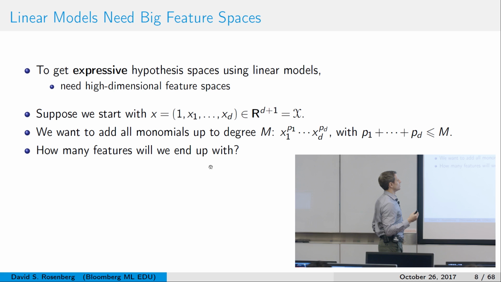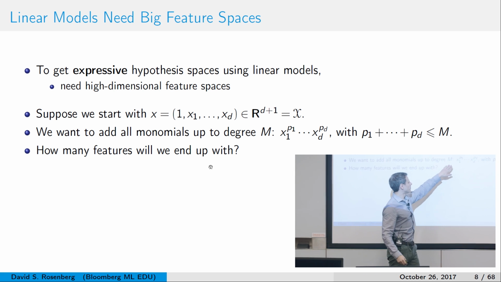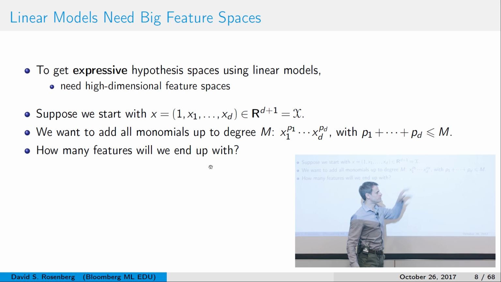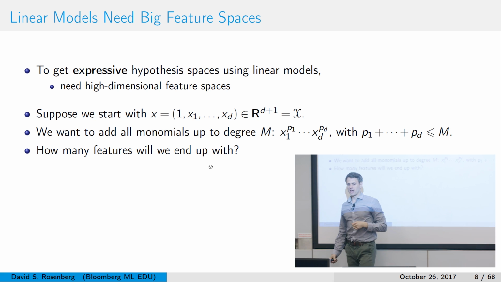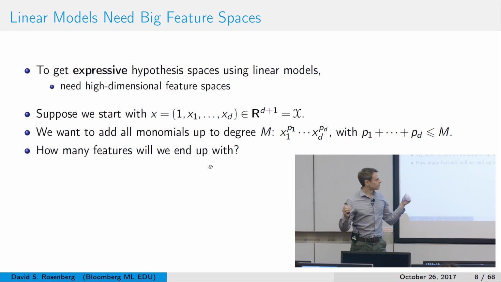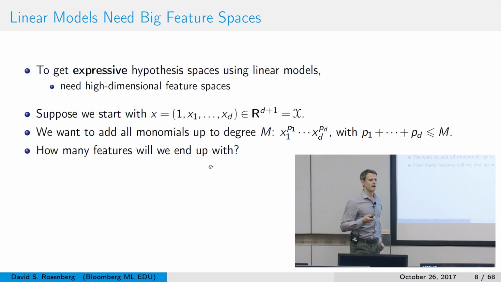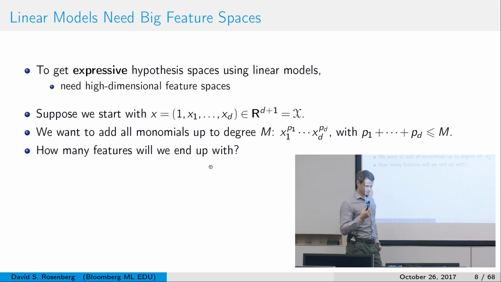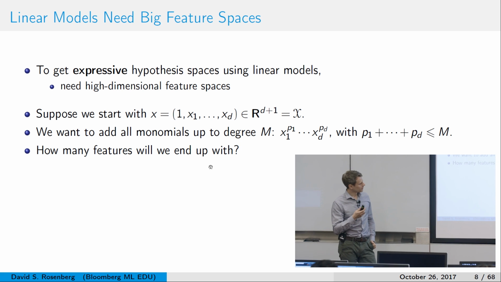Let's imagine adding in all monomials, so all terms of the form x1 to the p1 power all the way up to xd to the pd power, where the sum of the powers is at most m. Those would be all the monomials with degree at most m. Suppose we wanted to add all those in as new features.